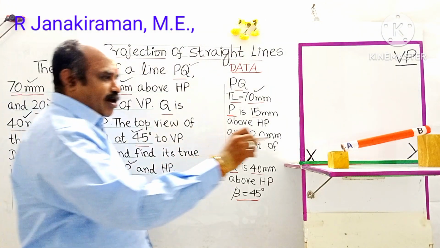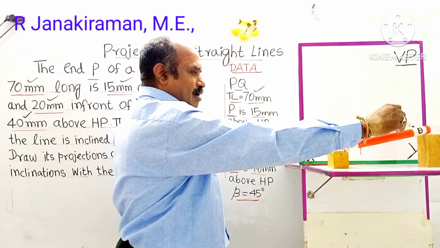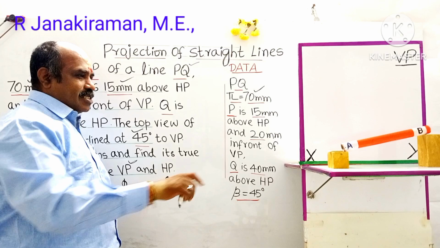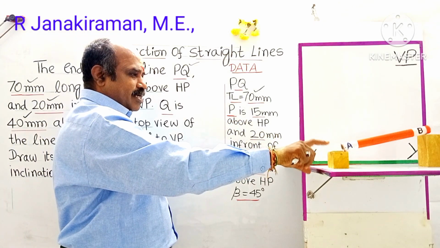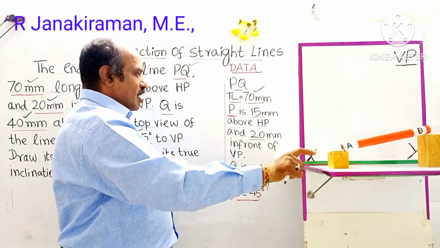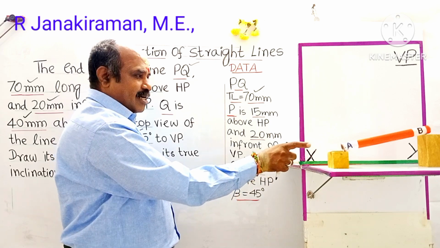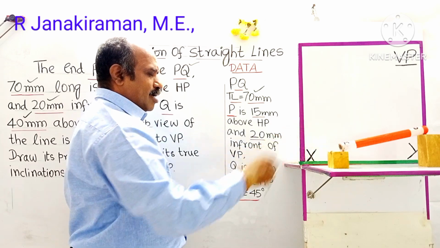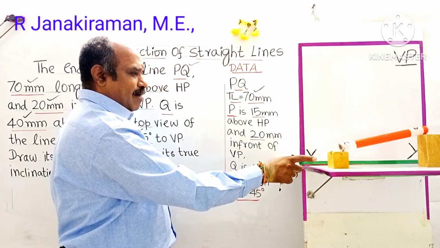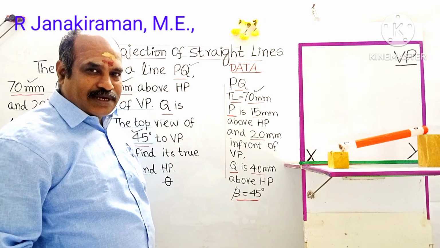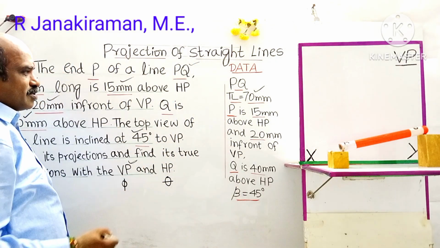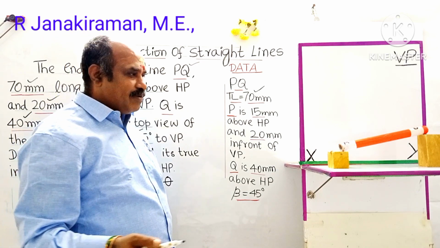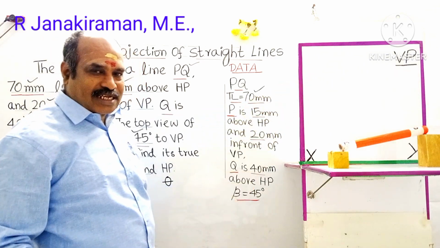Here one end point is marked as A and another end point is marked as B. Instead of AB, we are going to consider PQ. This is the distance above HP, considering this is point P. And 20 mm in front means the distance between the vertical plane and the location of point P. It is called in front of VP. This will come below the XY line. You have to refer to the previous introduction videos on projection of straight lines: what is inclined to HP, inclined to VP, perpendicular to HP, perpendicular to VP. Various positions of the line are explained in that content.